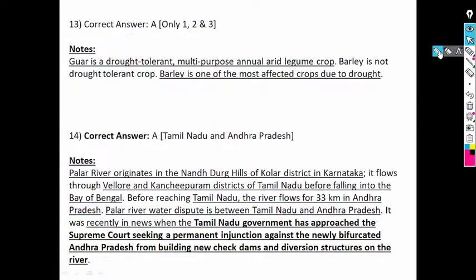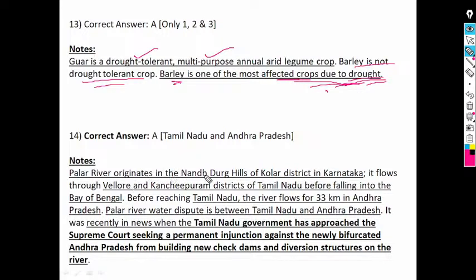Both are correct. देखिए, gowar is a drought tolerant, multi-purpose annual arid legume crop. Barley is not a drought tolerant crop. Barley is one of the most affected crops due to drought. When there is drought, the crop that is most affected is barley.